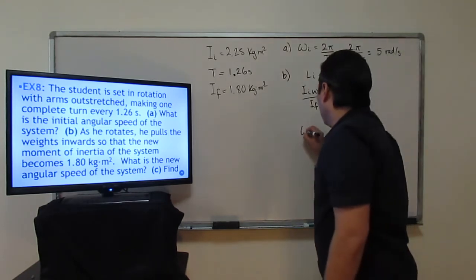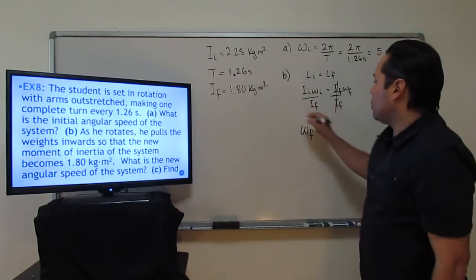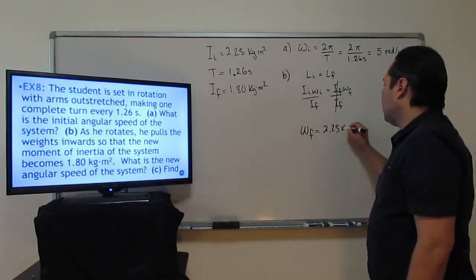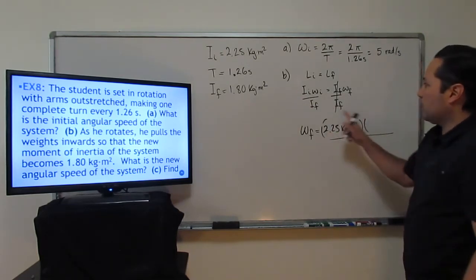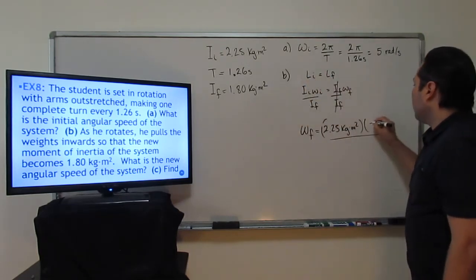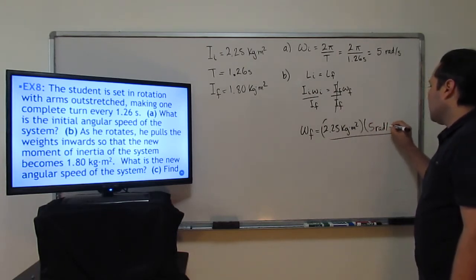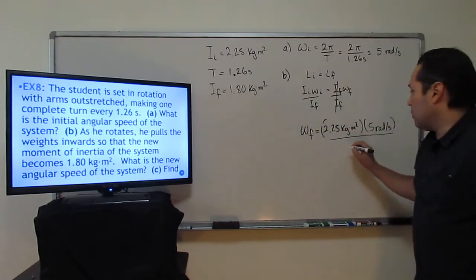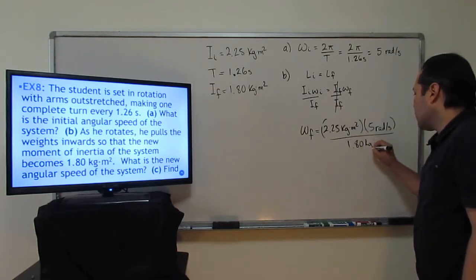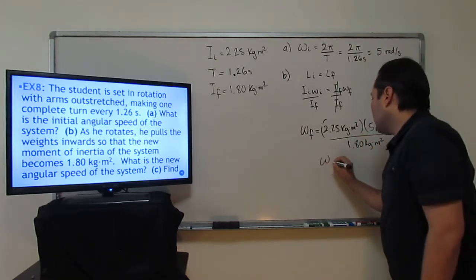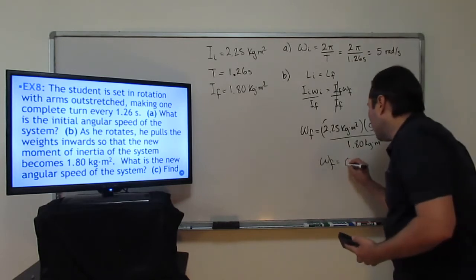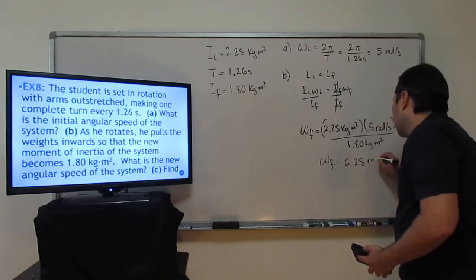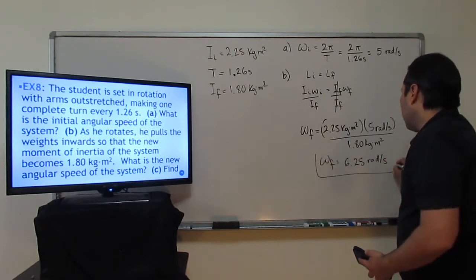All right, so let's do the work for it. That's going to be I initial, which was 2.25 kilograms times meter squared, multiplied times omega initial, which was 5 rads per second, divided by the new moment of inertia, which is 1.80 kilograms times meter squared. So we end up with 2.25 times 5 divided by 1.8, which gives us 6.25 rads per second. All right, so that's our answer for part B.